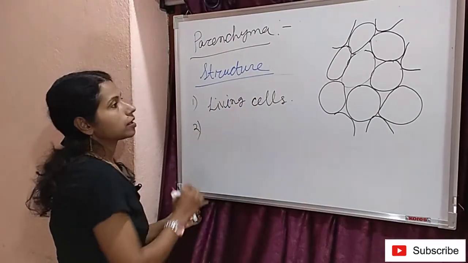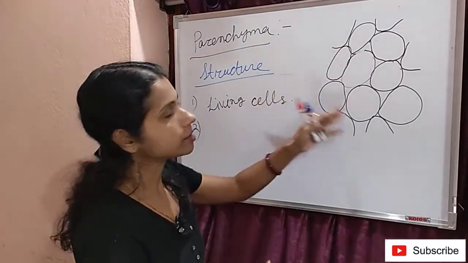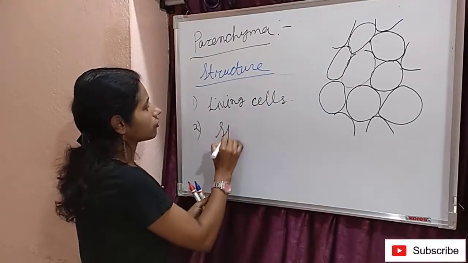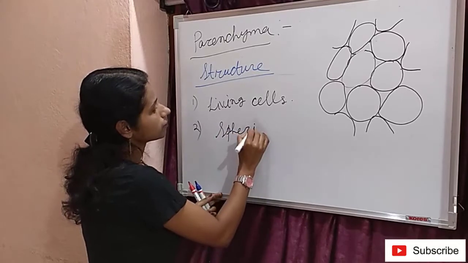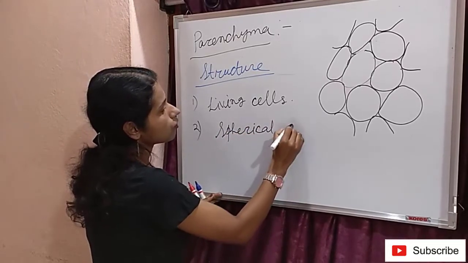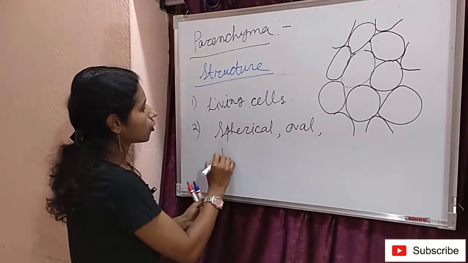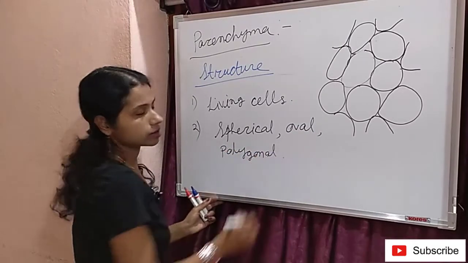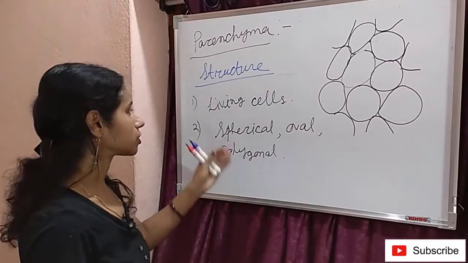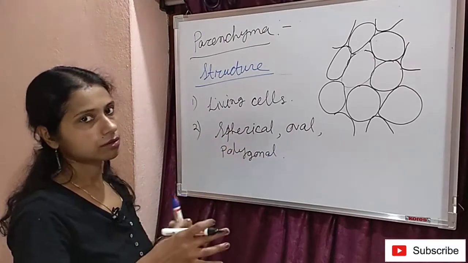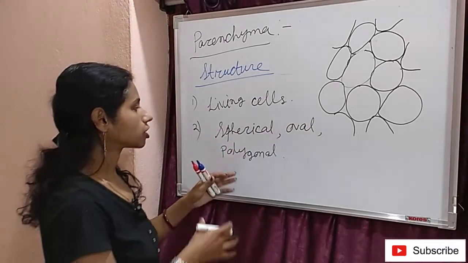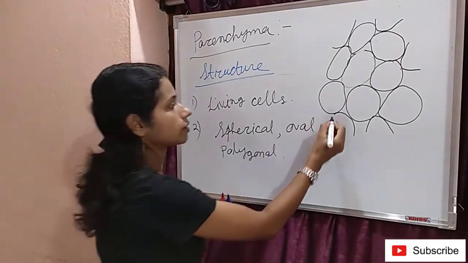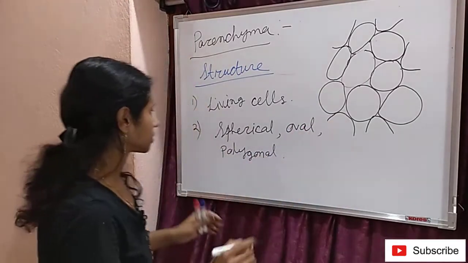And you can see the shapes of the cells are not fixed actually. They can be spherical, oval, or polygonal in shape, as I discussed already last time in meristematic tissue also. So spherical shape means round or almost round, oval shape, or polygonal means different dimensions are there. Like that you can see here. Exactly, there is no common shape here.